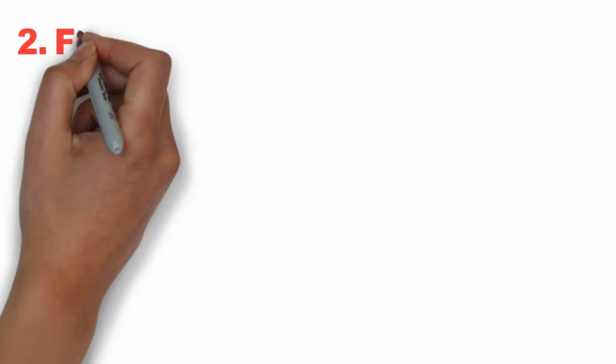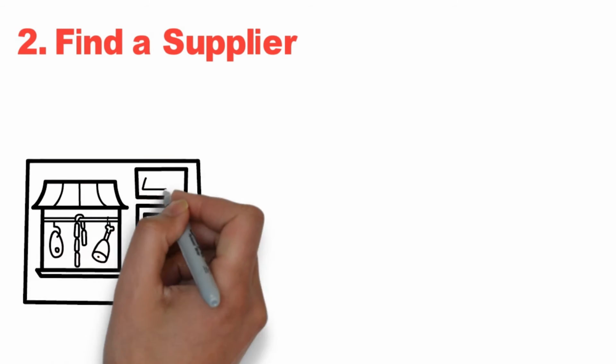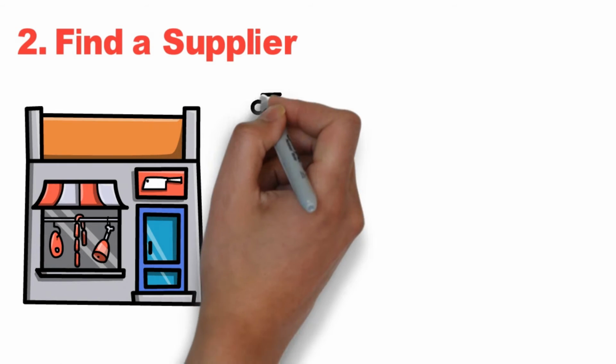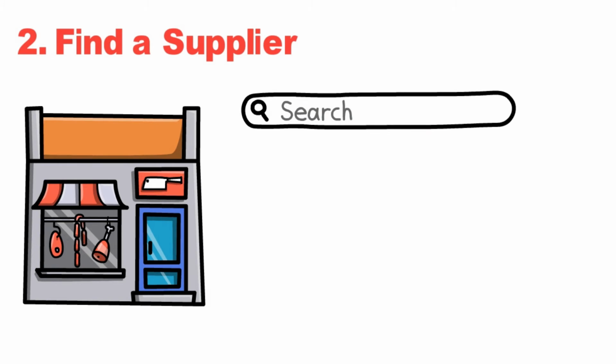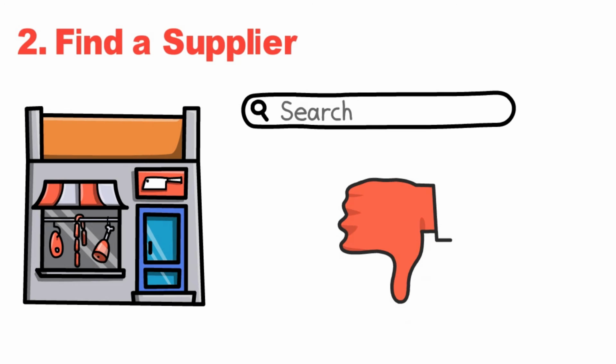2. Find a supplier. You don't need a supplier in your locality. You can choose suppliers from anywhere in the world through the internet. You can even use Amazon or eBay as your supplier, but that won't be a good idea, because you won't be able to get a huge profit margin on that.